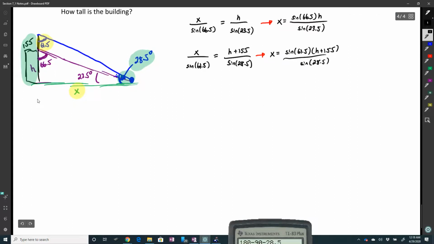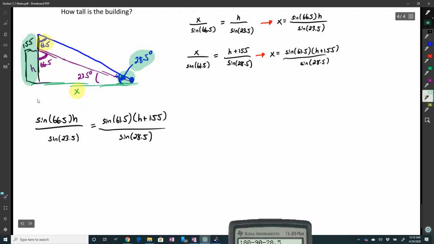All right, so I set the two equations equal, give myself a lot of room. I have sine of 66.5 h over sine of 23.5 is equal to sine of 61.5 h plus 155 over sine of 28.5.